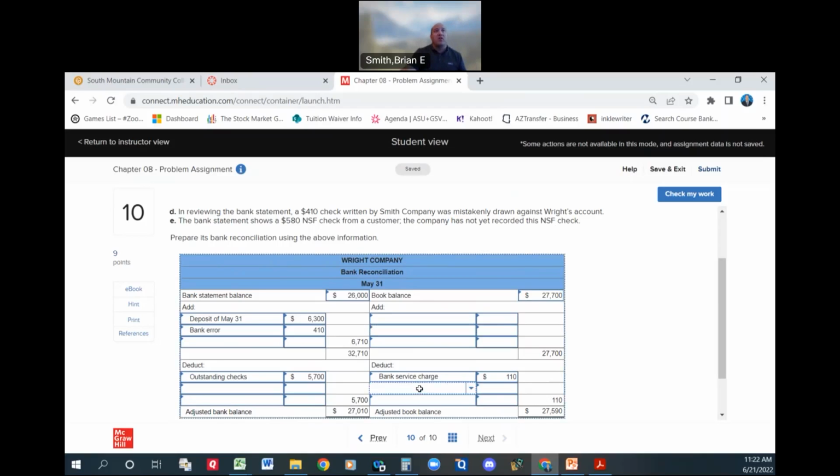So we're going to have to deduct that non-sufficient funds check from our book balance and then send Guido and Crusher and Loblo after that customer and get the money. No, I'm just kidding. We don't do that here.